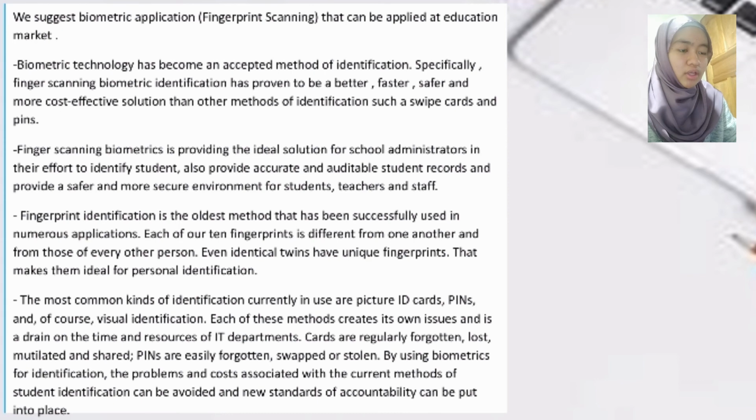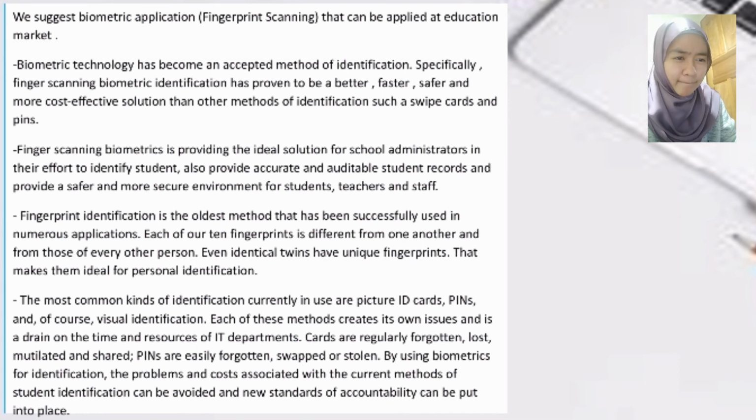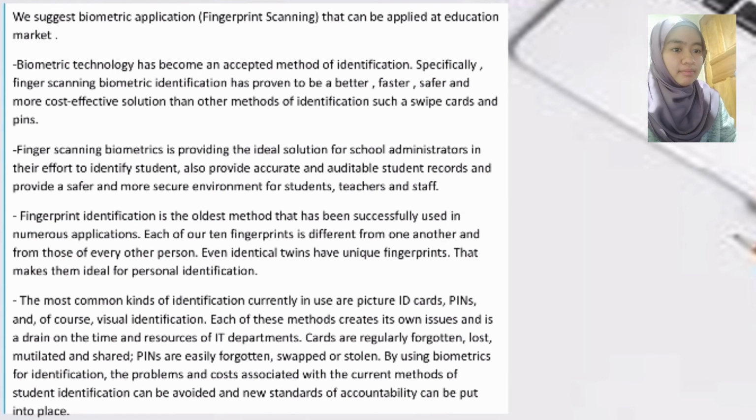Each of these methods creates its own issues and is a drain on the time and resources of IT departments. Cards are regularly forgotten, lost, mutilated, and shared. PINs are easily forgotten, swapped, or stolen.